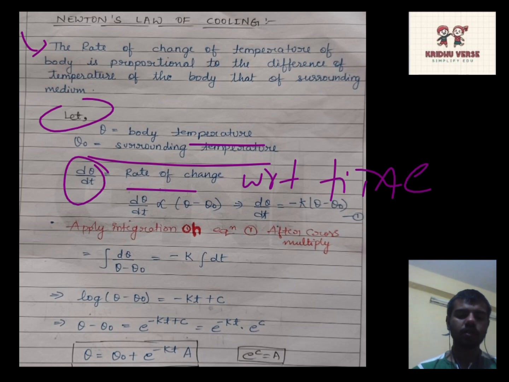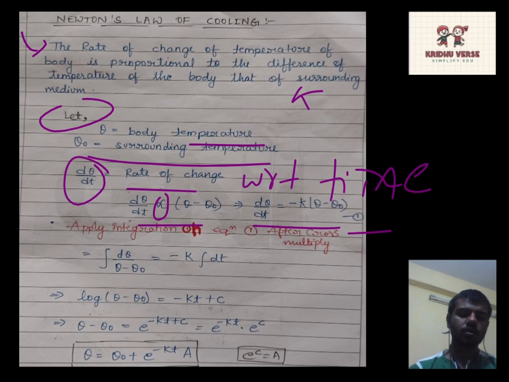As per our definition, the rate of change of temperature of the body is proportional to the difference of the temperature of the body and the surrounding medium. So we write here: d theta over dt is proportional to theta, the body temperature, minus theta naught, the surrounding temperature. Now we replace the proportional sign, so we write d theta over dt equal to minus k (theta minus theta naught). That is equation one.